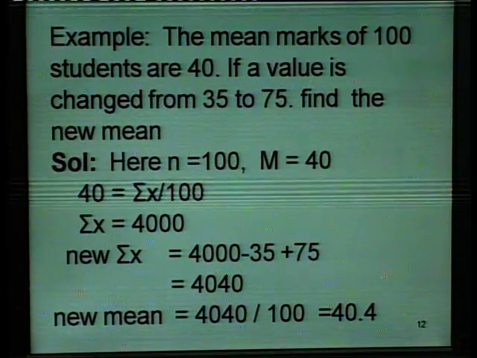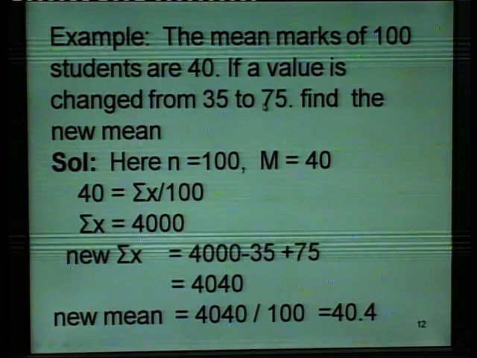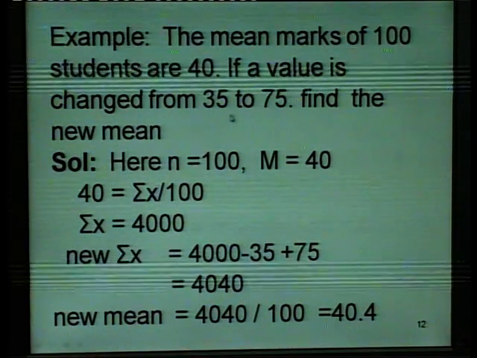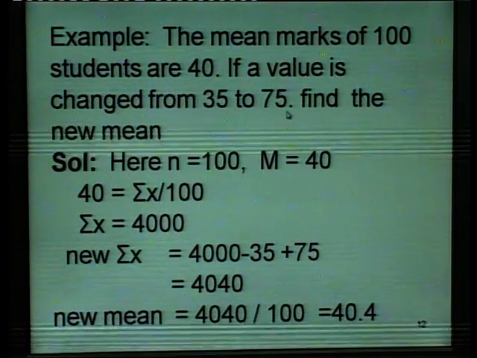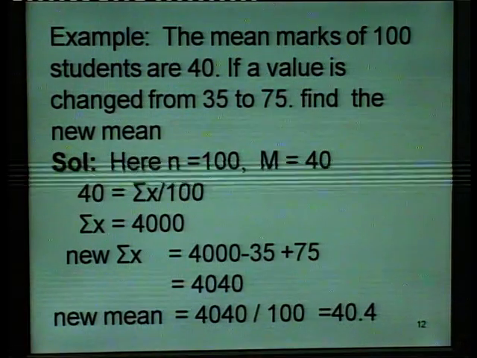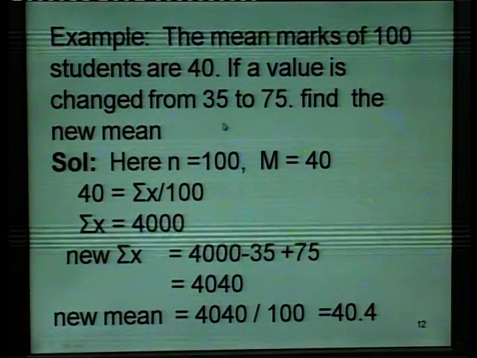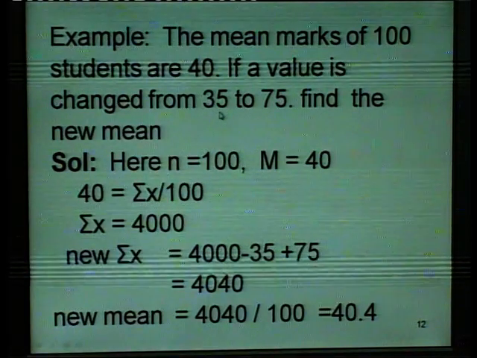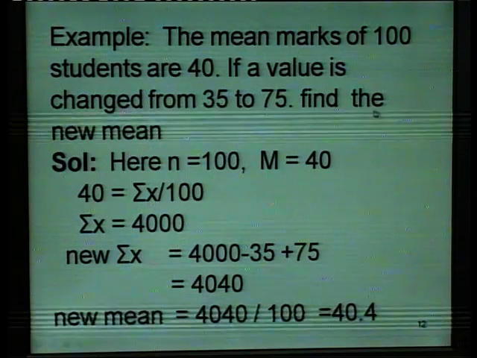Next example, the mean marks of 100 students are 40. Suppose a value is changed from 35 to 75. If the number of observations and the mean are given, but we have to change one value. Suppose this value we have added is 35, but no, we have to change it to 75. Then how to find the new mean?